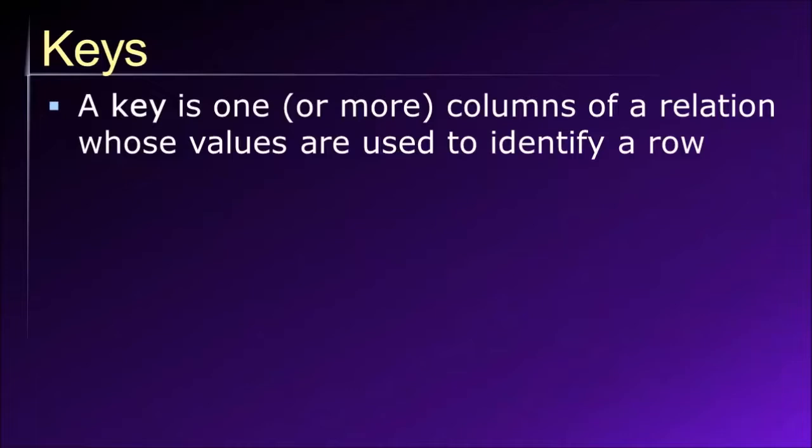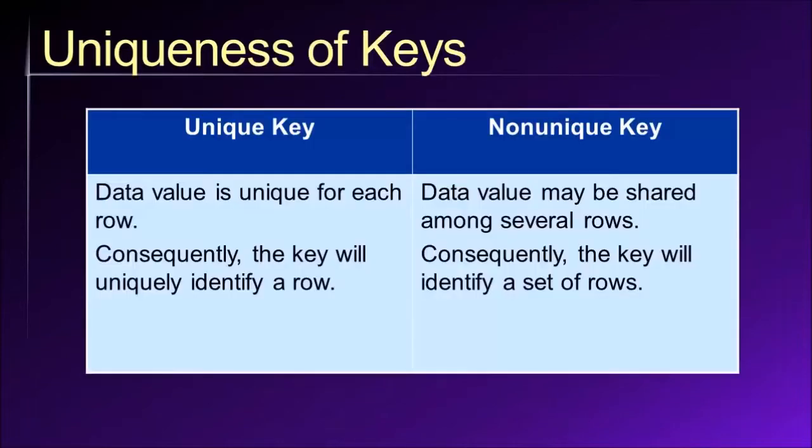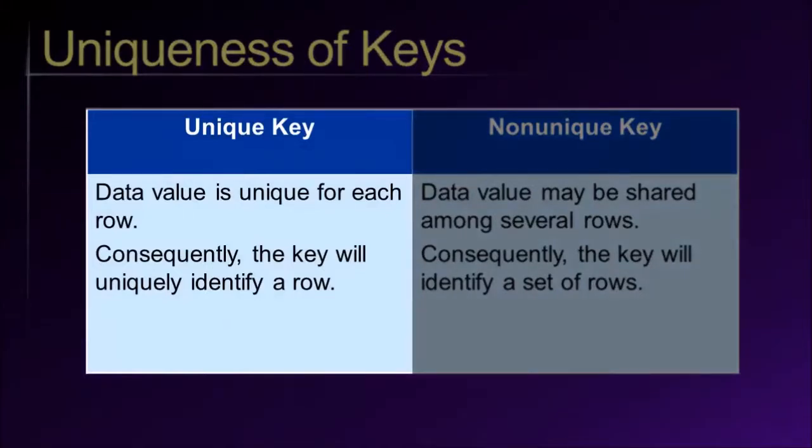The general idea here is that a key is a column within a relation whose values are used to identify a row. Now, keys come in many different varieties. Some keys are unique, and some keys are non-unique. If a key is unique, what that means is that the values within the key column will all be unique within the entire table. For example, if we have an employee table which contains an employee ID, no 2 employees would be allowed to have the same ID. That would be a unique key.